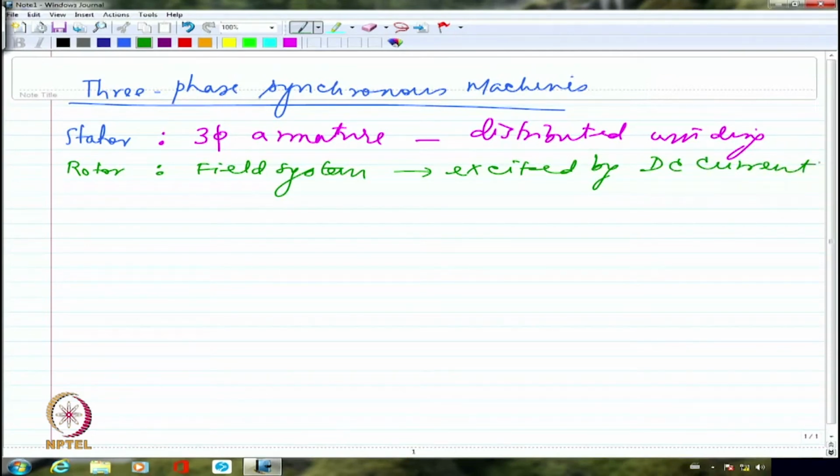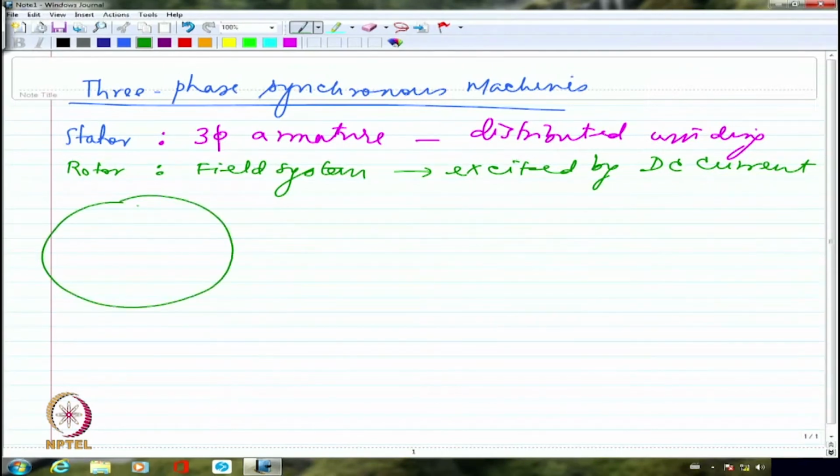So if I have DC current, I am going to have fixed north pole and south pole created, and I am going to have that being rotated by the prime mover. When that is rotated by the prime mover, the armature windings, which are placed in a space-distributed manner, are going to face this magnetic field.